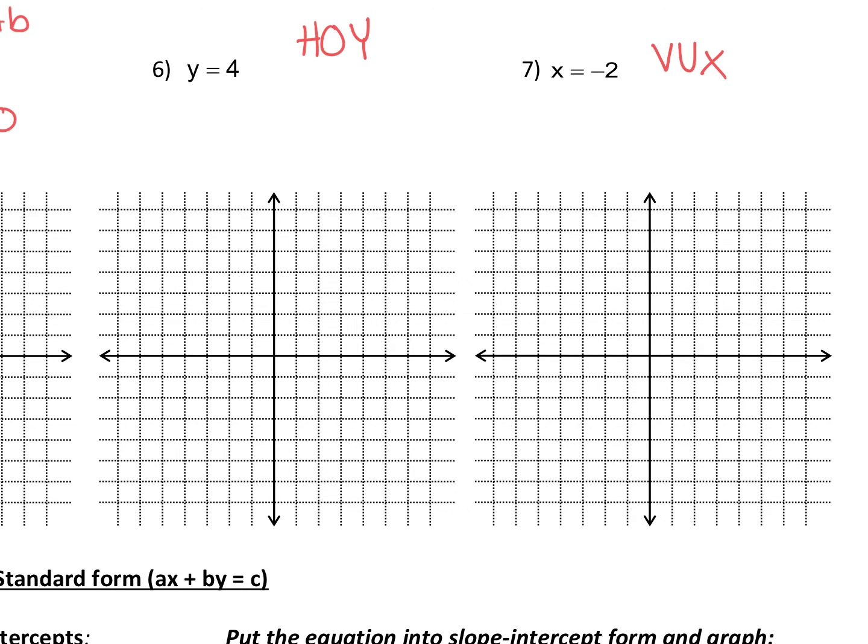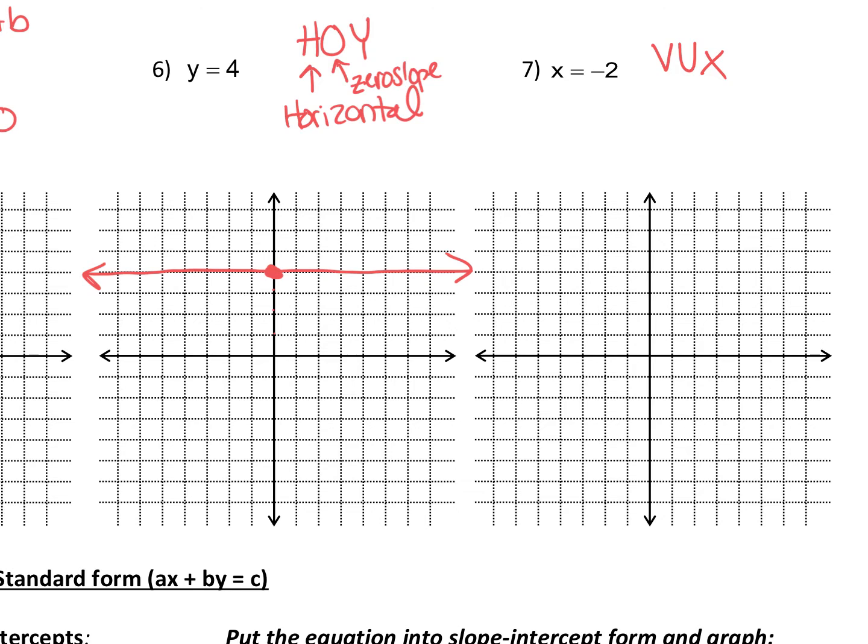So it means that when we have y, we have a horizontal line. So I'm going to go to y equals 4, which would be 1, 2, 3, 4. And I'm just going to make a horizontal line with a slope of 0. That's what that means, 0 slope.